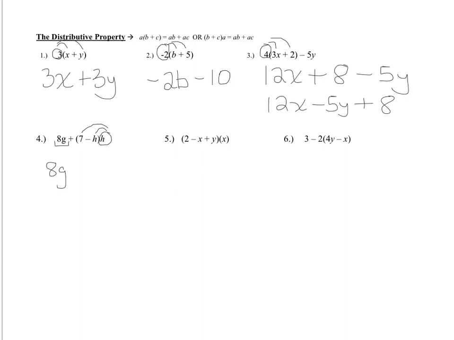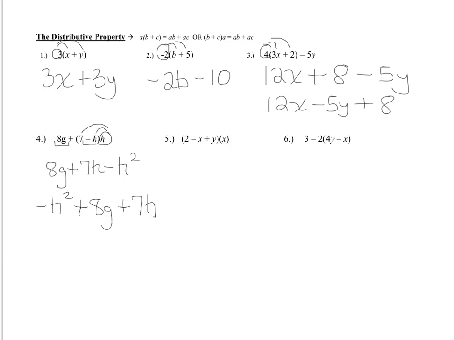So h times 7 is 7h. Because it's positive 7h, I'm going to write plus 7h. And then h times negative h is negative h squared, so I'm going to write minus h squared. And none of those are like terms, so again, I can't combine them. However, I could rearrange the order by putting everything in alphabetical order: negative h squared plus 8g plus 7h. Now, to me, order doesn't really matter. I'm just showing you that typically you would put things in alphabetical order.